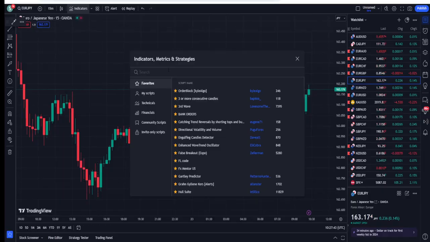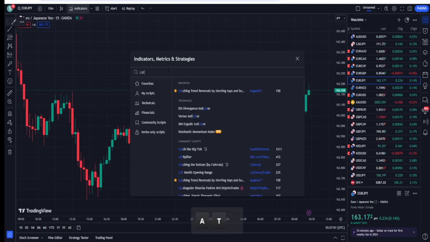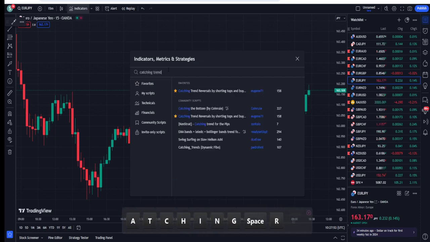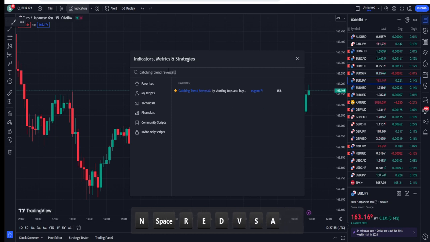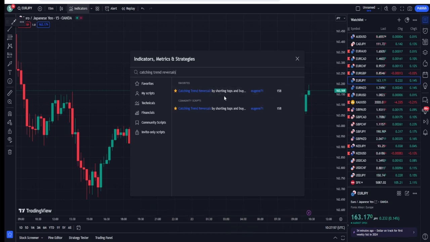Okay, so guys, now let's move towards the strategy. We are going to the indicator section, and here we need to write catching trend reversals. When you write catching trend reversals, this indicator will come, called Catching Trend Reversals by Short Stops and Buy, and the name of the author is Eugenie 71, and you can see it has gained 158 likes as well.